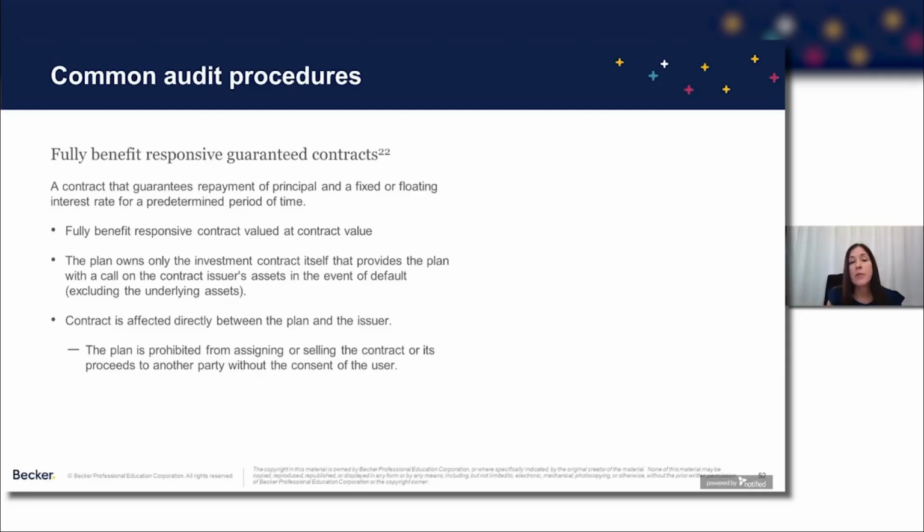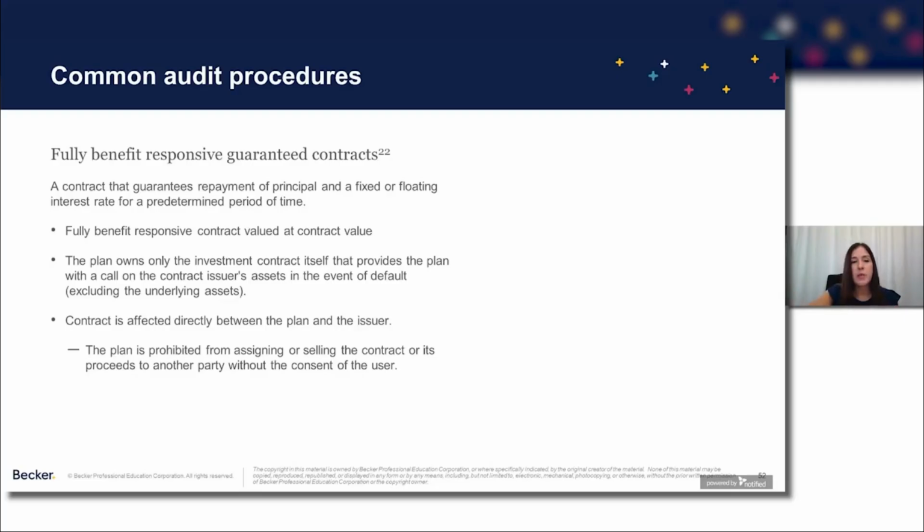Then you have your fully benefit responsive guaranteed contracts. Now, all of those investments we've talked about up to this point, we've explained how they're valued. They're valued at fair value, or NAV as a fair value, or NAV as a practical expedient. Your fully benefit responsive guaranteed contracts from insurance companies are measured, valued, and presented and disclosed at contract value. So every GIC that's directly owned by the plan has to be evaluated for that benefit responsiveness. If it's fully benefit responsive, it's at contract value. If it's not fully benefit responsive, it's at fair value.